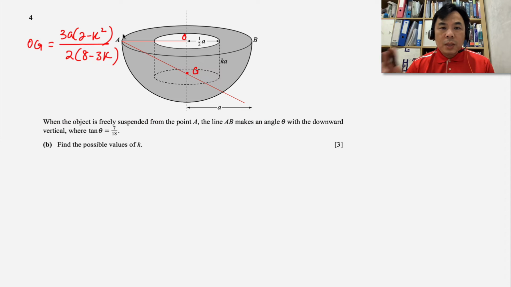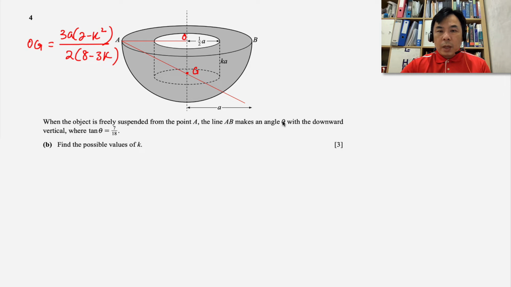Right, let's move on to the second part of this rigid body. We have already found out the center of gravity with respect to the line AB from here. So here I label O. O to G is given as such. Now, when the object is freely suspended from point A, the line AB makes an angle theta with the downward vertical. When they say downward vertical, it basically means the line that passes through the center of mass. Because as you hang this object above A, the line of action will always pass through the center of gravity. And then this line becomes the vertical line.